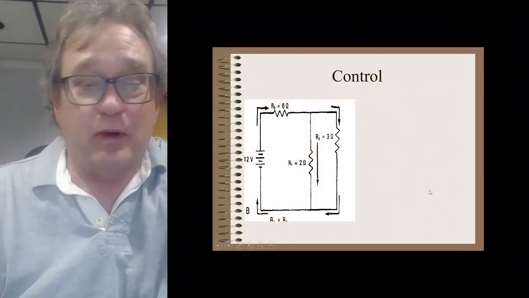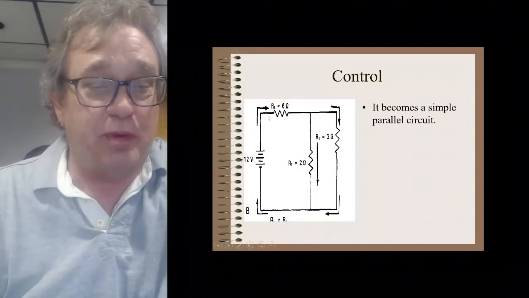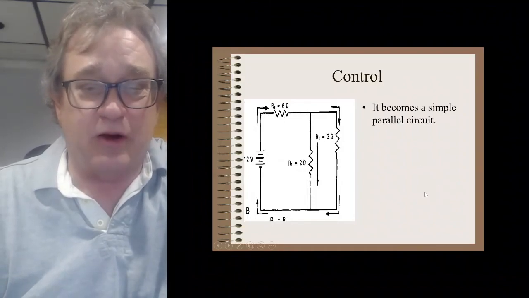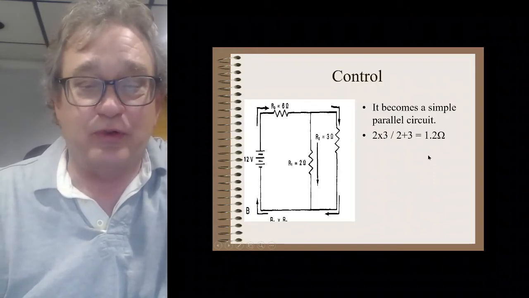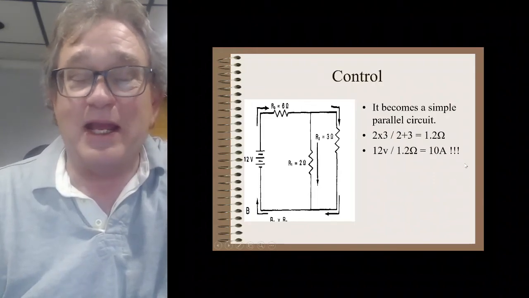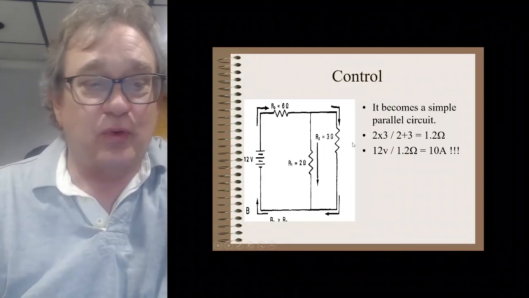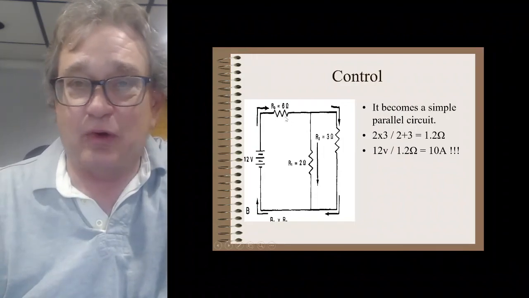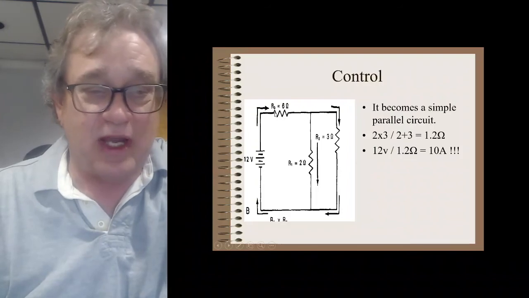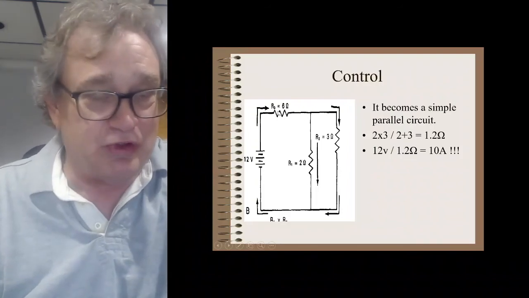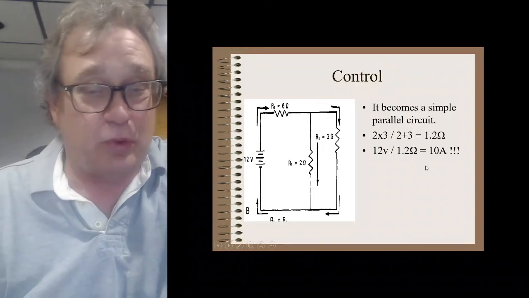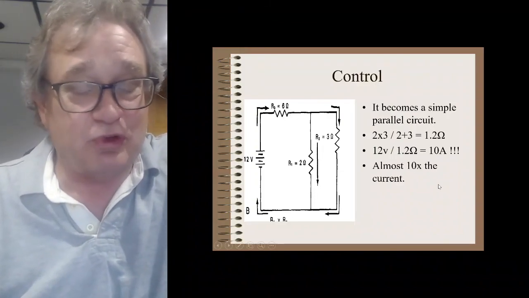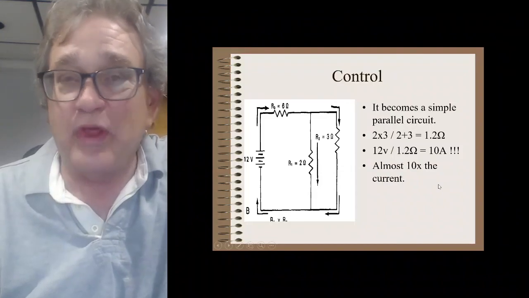Well, it becomes a simple parallel circuit. Remember, we took this one out. So I do it again, right? Same thing, I get 1.2 ohms. Well, that would be 10 amps. So it goes from a very small amount of amperage with this limiting resistor in there, and we could use another bulb, that would work, to almost 10 times the current without it.